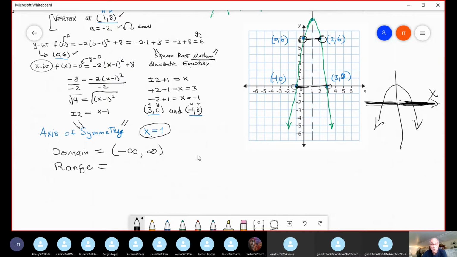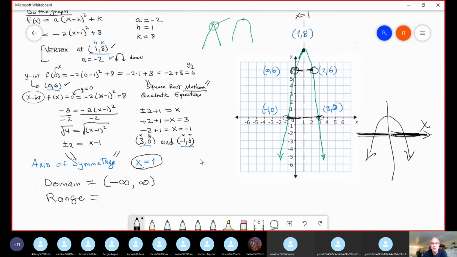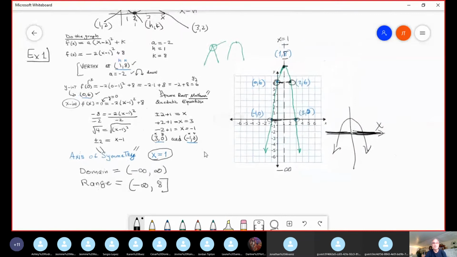However, the range, no. The range I can see here, okay, this point, I forgot, that point was 1,8, no? 1,8. So my parabola exists from negative infinity to 8. We have no parabola at 9, 10, and 11, no. So the range is from negative infinity, comma, 8 bracket. Any question? Any question? Let me recap.